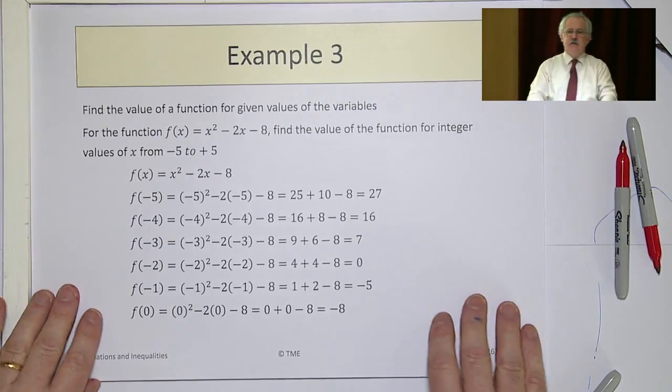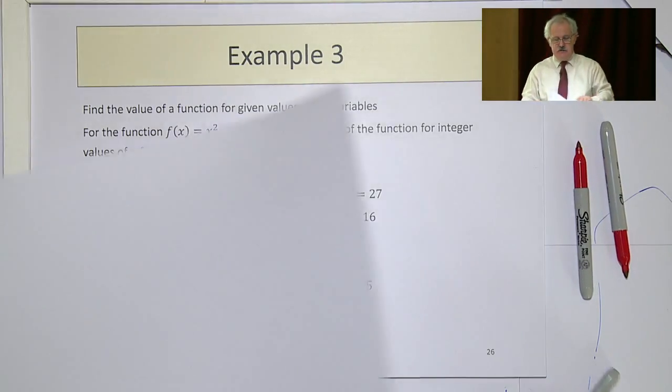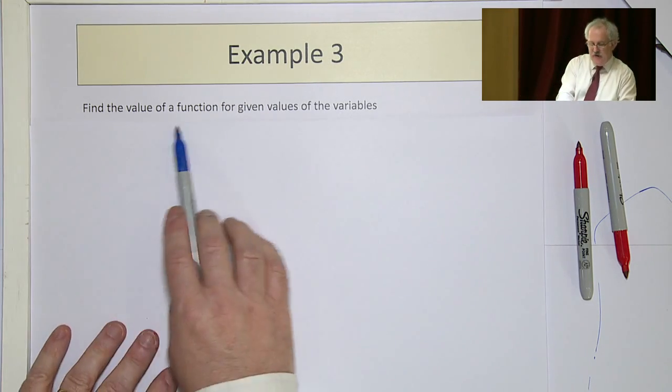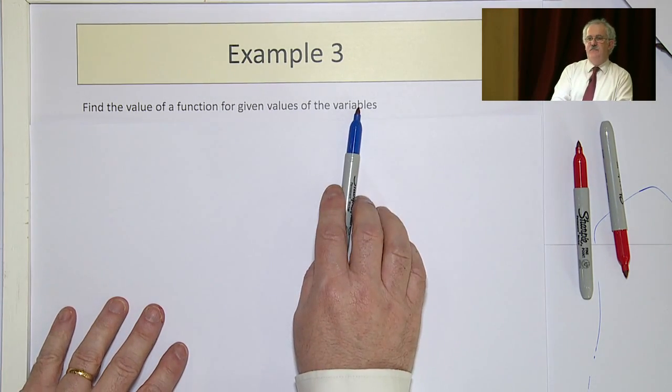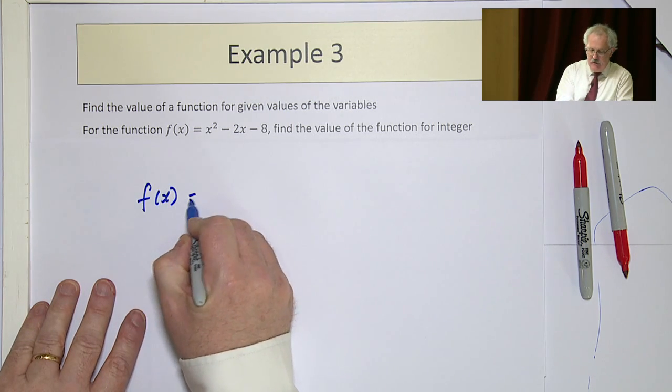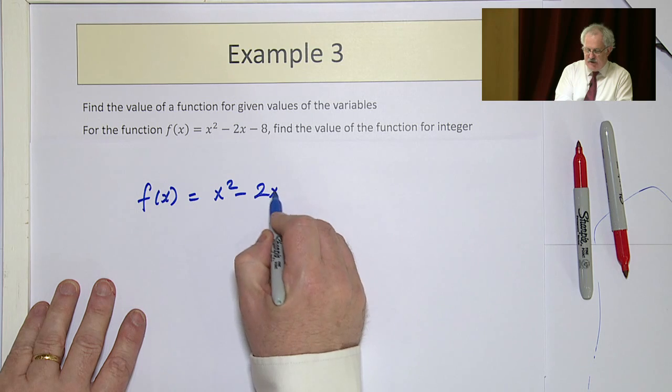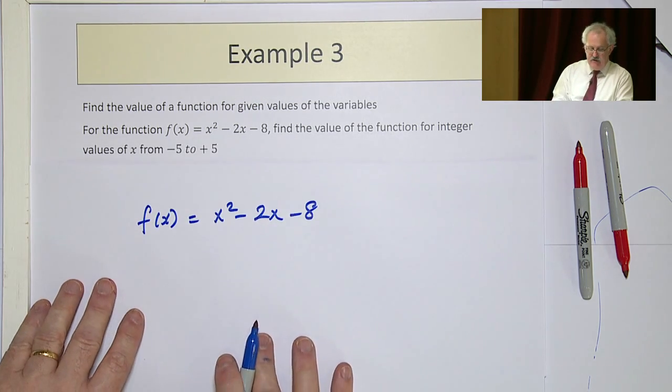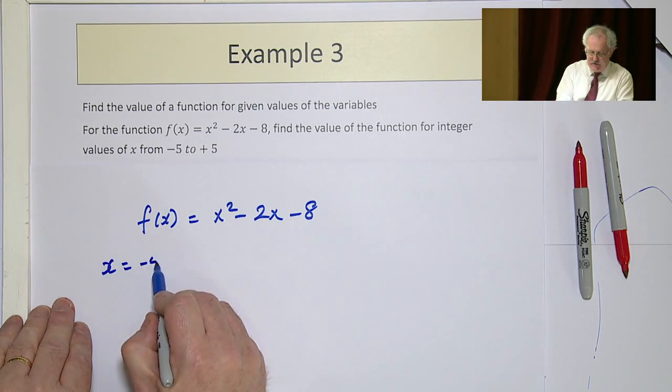Here's another classic example of where the application of this comes up in your question. Find the value of a function for given values of the variables. For the function f of x is equal to x squared minus 2x minus 8, find the values when x is equal to minus 5 to 5.